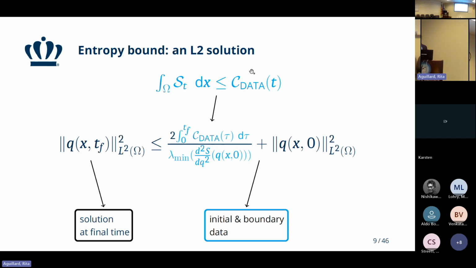Okay, thank you. So here I'm highlighting with this cursor the bound on the time derivative of the entropy, and that can be translated into an L2 bound on the solution by initial and boundary data.